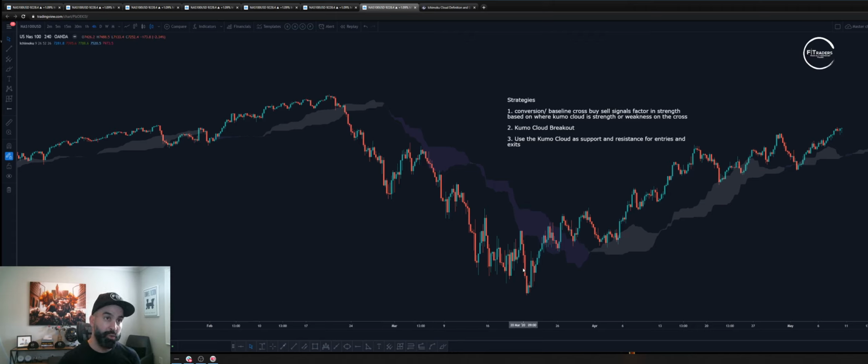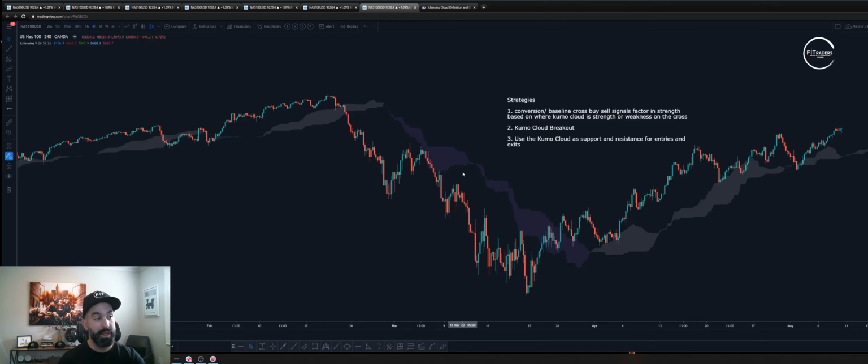Being above the Kumo cloud or below the Kumo cloud is essential to your trading. Do you want to play bullish when a stock is trading below the Kumo cloud? No. You want to stay bearish. You want to be in a bearish mindset. If the stock is trading above it, yes, you want to stay in a bullish mindset, which means looking for bull entries because you want to stay with the trend because the trend is your friend.